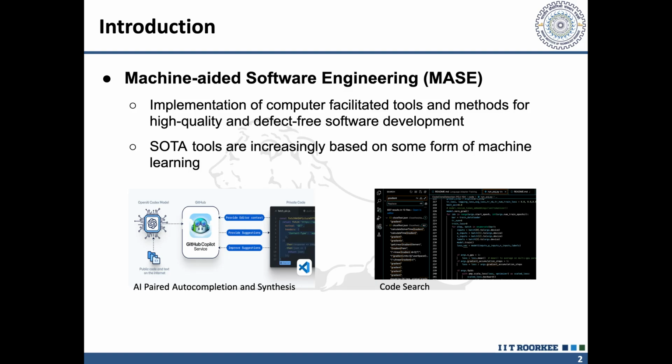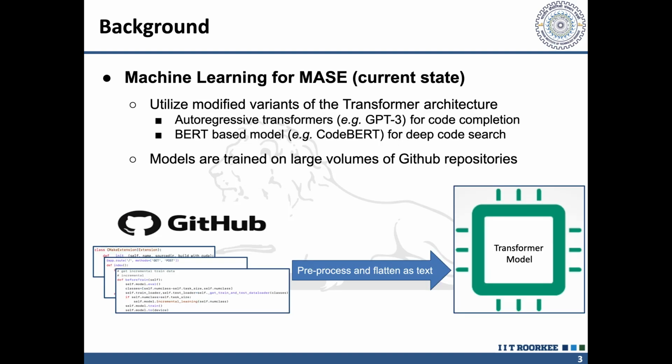Machine-aided software engineering involves the implementation of computer-facilitated tools and methods for high-quality and defect-free software development, and more importantly, the ease of software development. State-of-the-art tools in this direction are increasingly based on some form of machine learning techniques, with applications in code auto-completion and synthesis, code search, program analysis, etc. Machine learning techniques used here utilize some modified variants of the transformer architecture depending on the applications. These models are trained on large volumes of data parsed from GitHub repositories, which is then pre-processed and flattened as text before being fed into the transformer model.